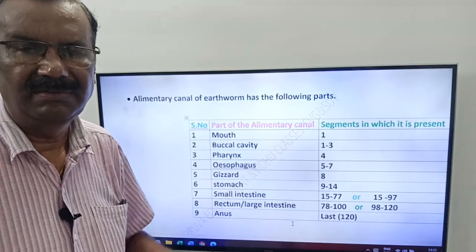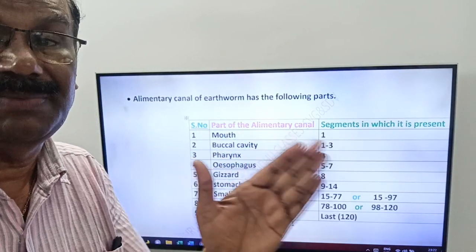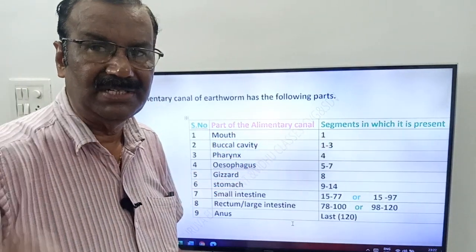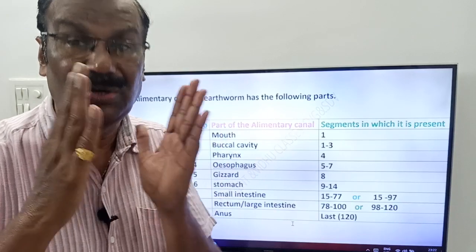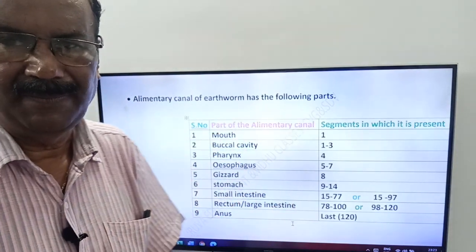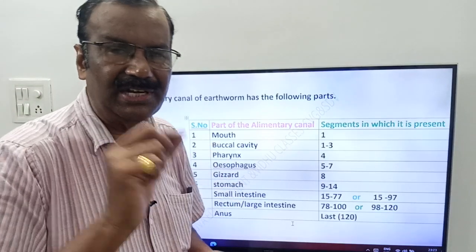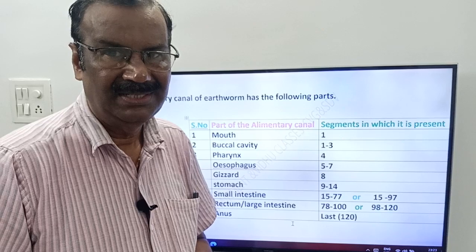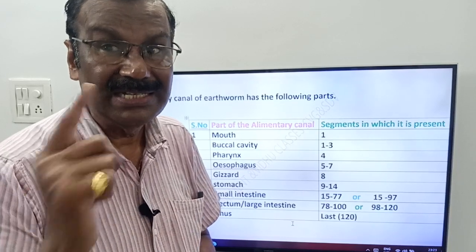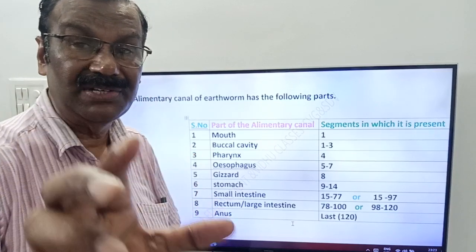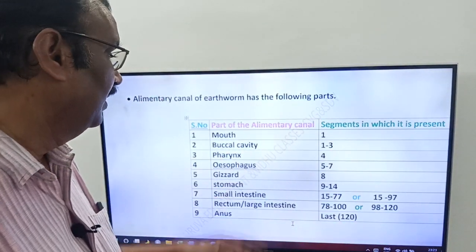Friends, now we'll see one by one in which segment they are present. The mouth is present in the first segment. First you have to know in which segment each part of the alimentary canal is present. You know, friends, the first segment is also called the peristomium. Why is it called the peristomium? It surrounds the mouth. So the mouth is present in the first segment, that is the peristomium.